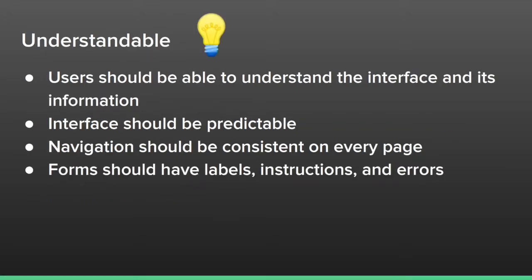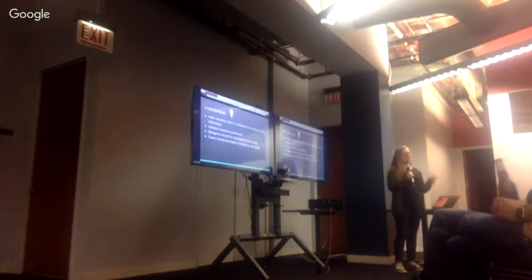The next one, the third category we're going to talk about, understandable. This is that users should be able to understand the interface and its information. So our interfaces should be predictable. And the navigation should also be consistent on every page. And then more about forms. Forms should have labels, instructions, and errors. So you should be able to see a form and know exactly what to do. It should be labeled, have instructions. And then if you mess up, it should tell you what to fix and how to fix it.